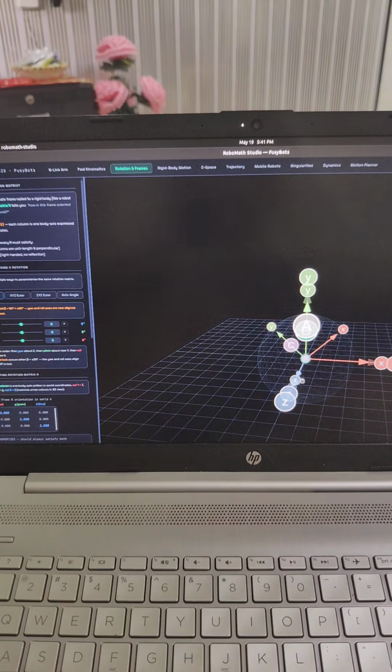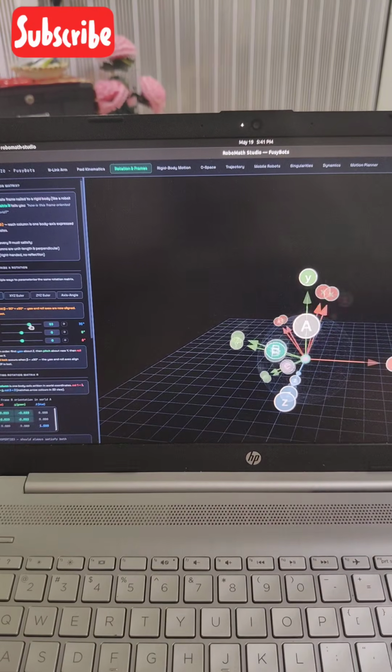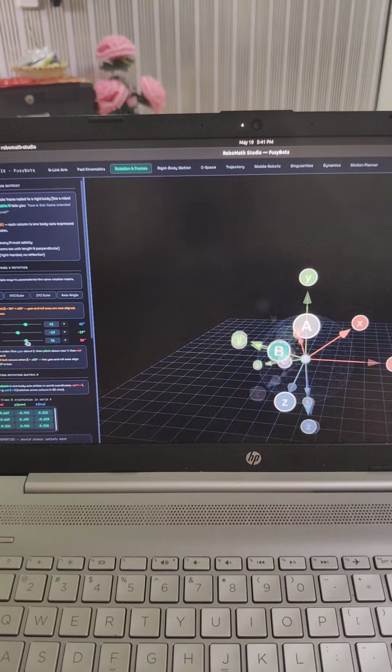So there are three axes here, A, B and C. We will be using only A and B. A is my fixed axis. Now I will rotate B about A. This is my B axis. This will be rotated about X, Y and Z. You can clearly see, right? So I will be using a ZYX Euler angle.